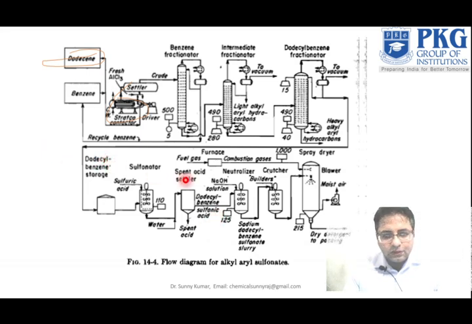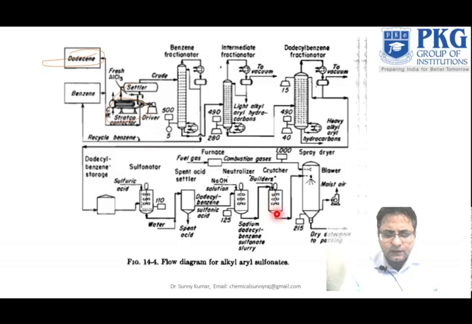Now this molecule is changed to the sulfonic acid, and we will use another neutralizer. This is a neutralizer, and we will neutralize with the sodium hydroxide. In this section we are using sodium hydroxide, and after that the sodium dodecyl benzene sulfonate slurry we directly send to these crutchers. So this is a builder.